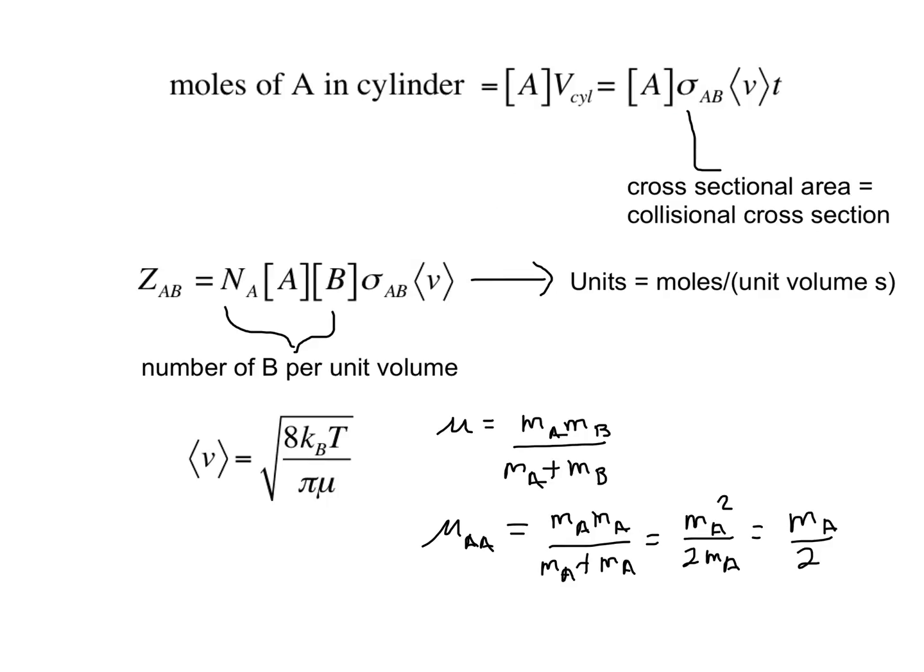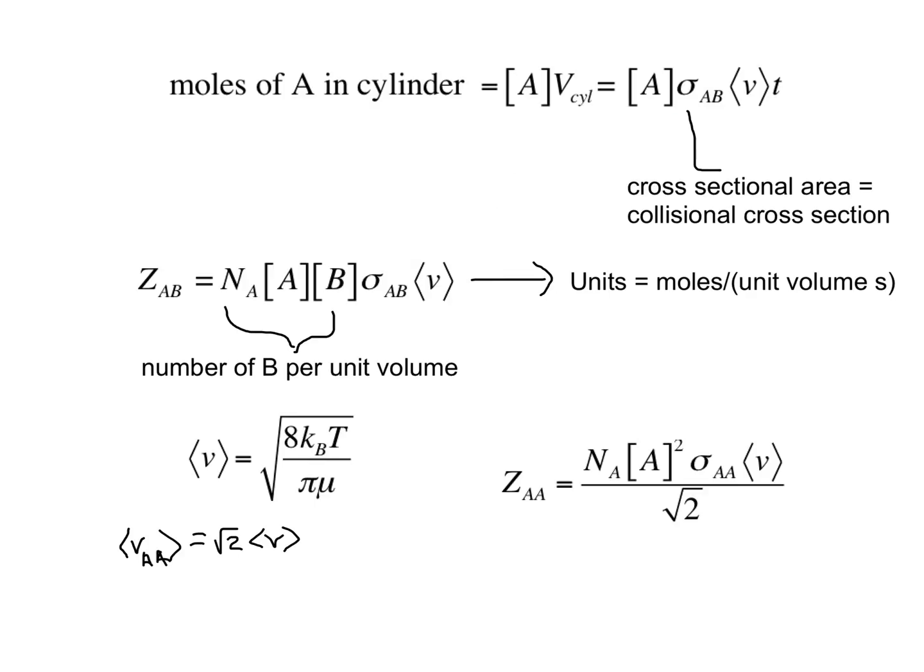Thus, the relative velocity between two identical particles is equal to the square root of 2 times the relative velocity between dissimilar molecules. Therefore, the collision density between similar molecules is given by Avogadro's number times the concentration squared times the cross-section times the relative velocity divided by the square root of 2.